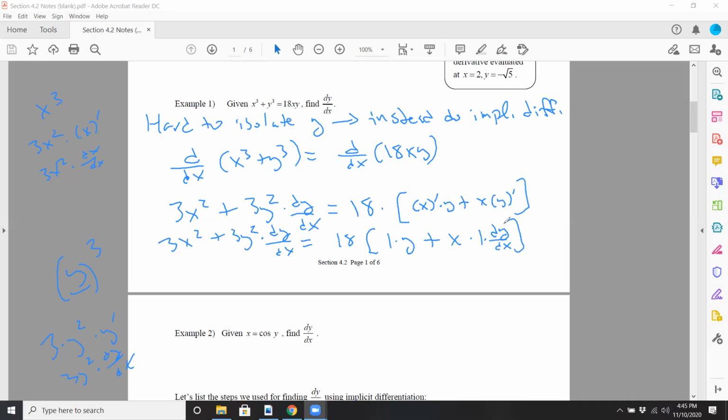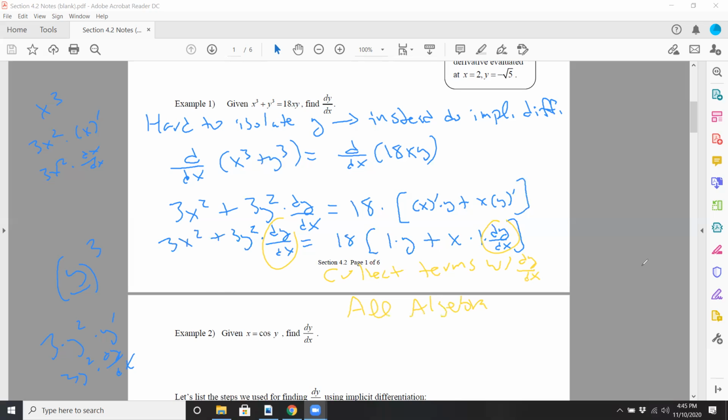Now you have to isolate dy over dx. So you're going to have to collect the terms with dy over dx. That's what we've got to do. So now it's all algebra at this point. It's all algebra from here on out. No more calculus, all algebra. I'll do that algebra in red.